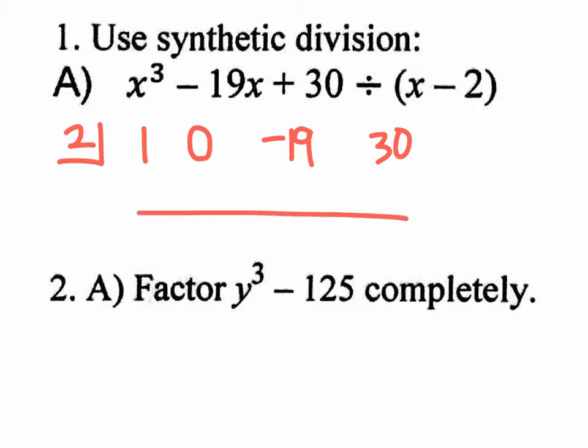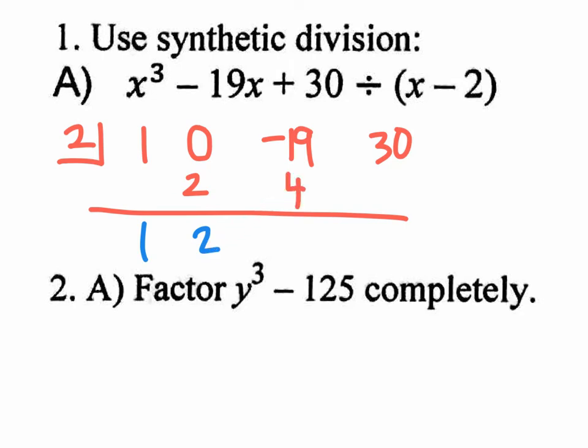Then you put a line down here like this, and what we do is you take the 1 and you bring it down. So far we have a 1 down here. And then we take the 2 and multiply it by 1. 2 times 1 is 2, so I want to put a 2 up here. And then 0 plus 2 is 2. And then 2 times 2 is 4 up here.